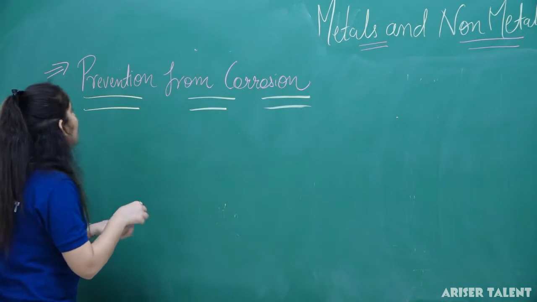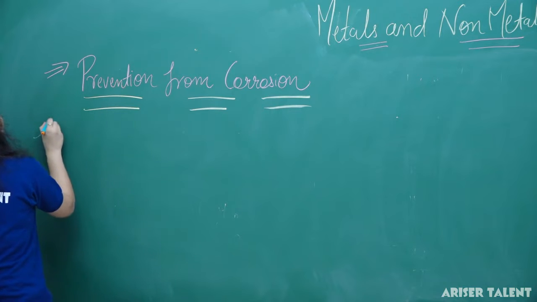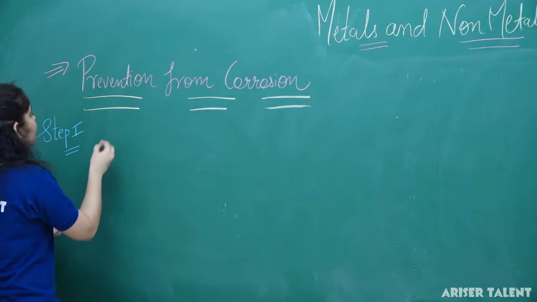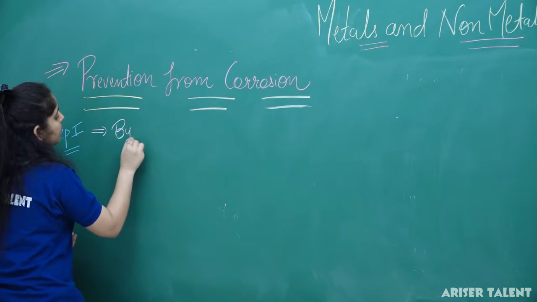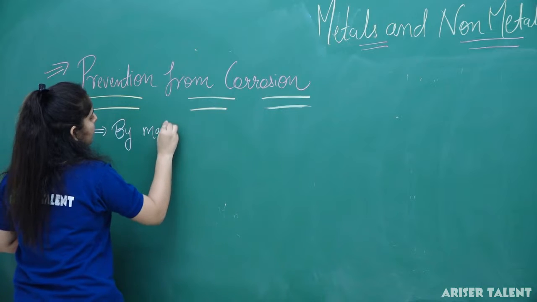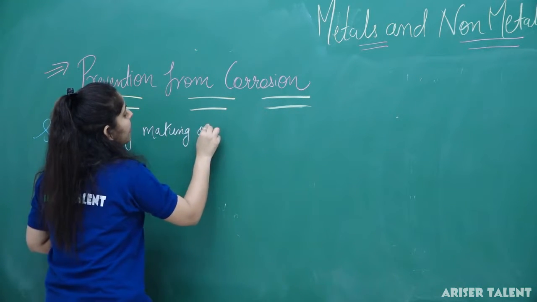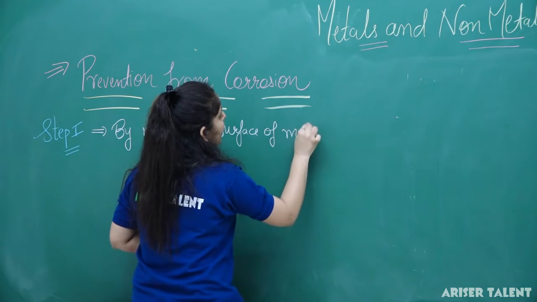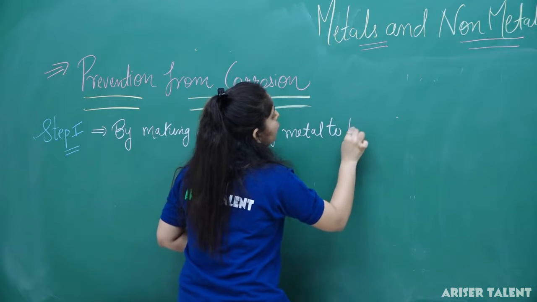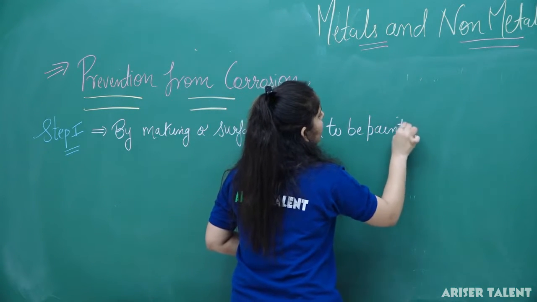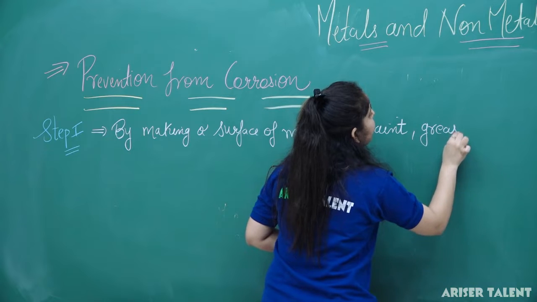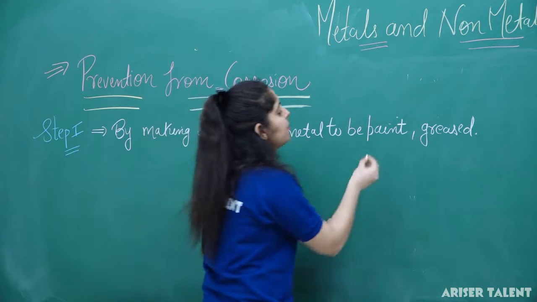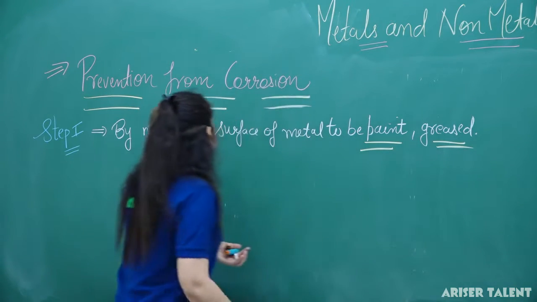So our first step will be making the surface of the metal to be painted or greased. So we will either paint the surface or grease the surface. So this will be the first step, to paint or grease the surface.